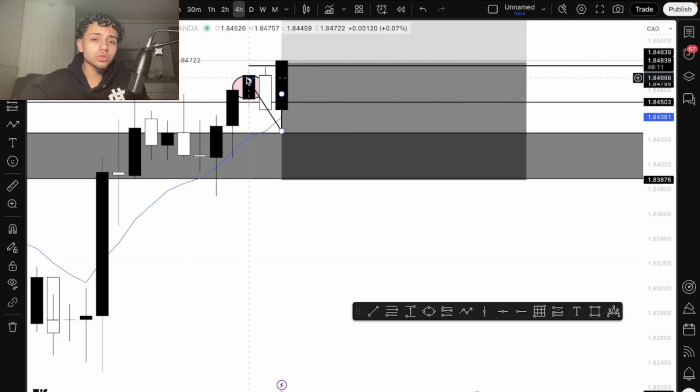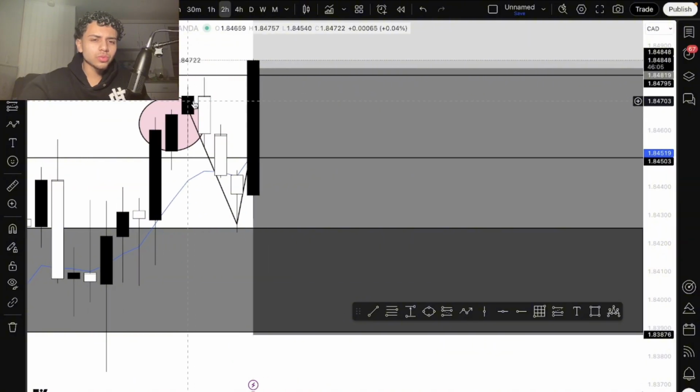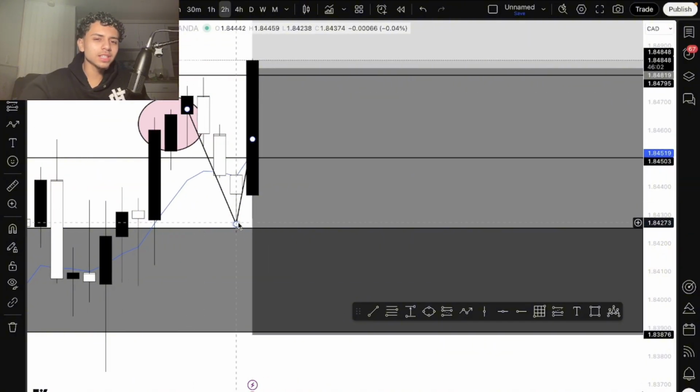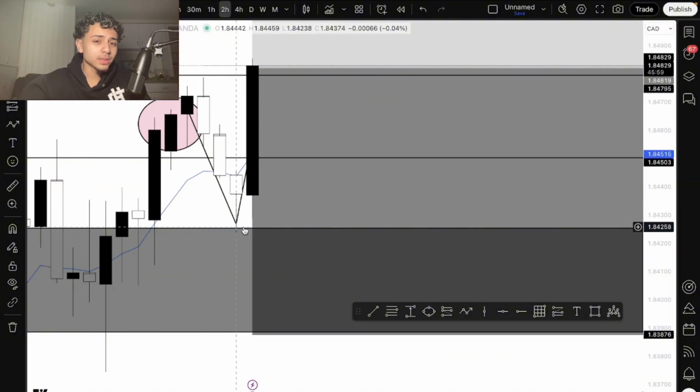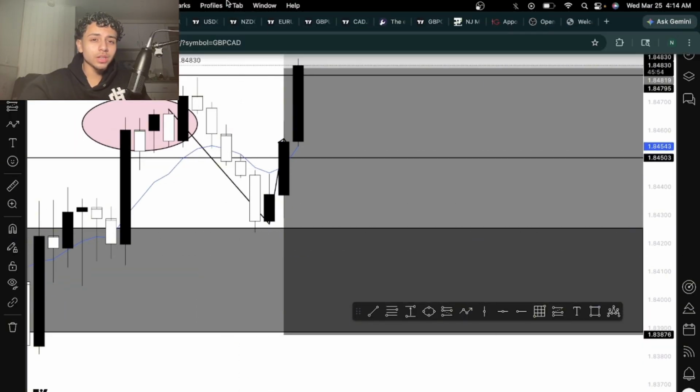Once that happens, we were supposed to go to the 2 hour and see if it retested the area of interest. Right here on the 2 hour, we see that it indeed retests the area of interest, and if we want to see it a lot better, we could go to the 1 hour time frame and see that it came all the way down here to this area of interest.